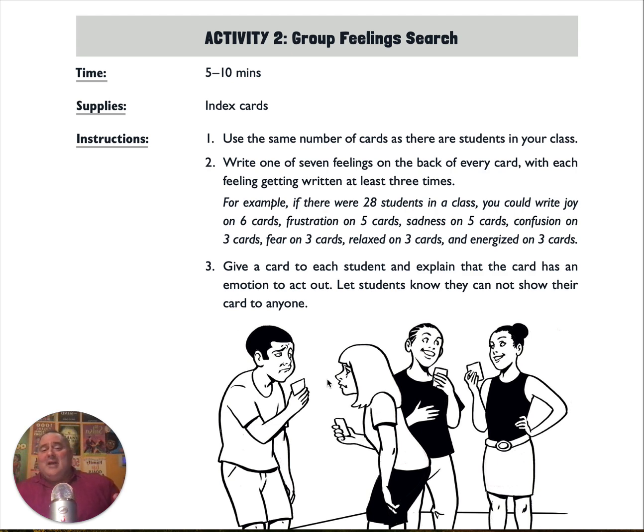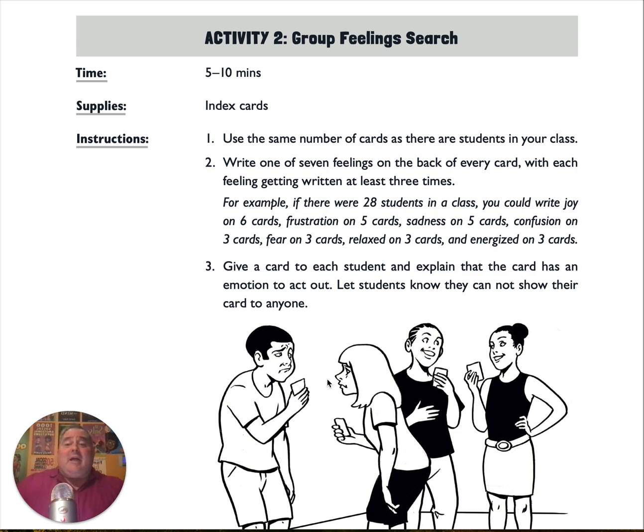Notice that you want to have at least a few students with each feeling because they're going to be searching for each other, and it's a little easier if there are at least 2 other people that have the same feeling as they do. All right. This will make sense in a moment. Give a card to each student silently. Don't let anybody else see it. Make it like a secret thing.